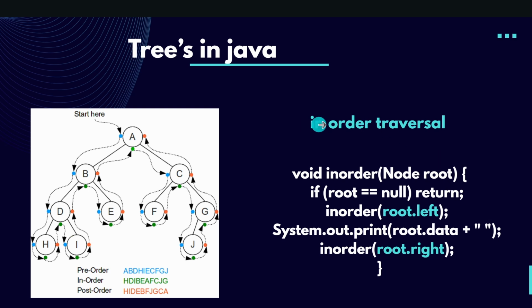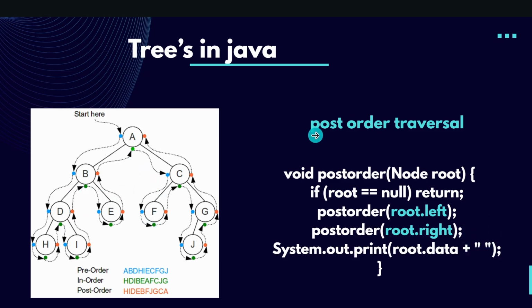In the same fashion, if you want to print in-order, wherever you see the green dots, that is known as in-order. If you want to traverse everything and print, you can see it in the code as well. First you traverse everything towards the left, then you start printing with the green dots: H, D, I, B, E, A, and then F, C, J, G. You can compare the green dots with the same order I am saying. First left, print, then go towards the right.